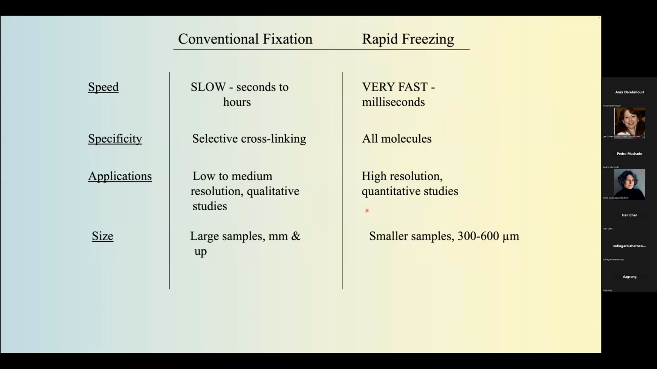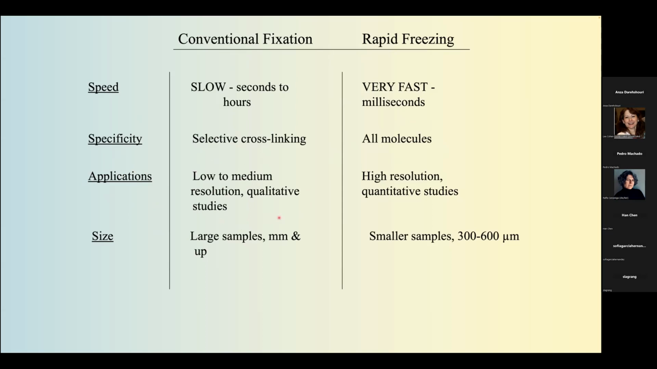So just to recap, the differences between conventional fixing and rapid freezing. One, it's speed. Conventional fixation is extremely slow, seconds to hours to actually fix the cell or tissue, whereas rapid freezing is very fast. With high pressure freezing, you fix the cell in about 3 milliseconds. Specificity: with ChemFix, it's a very selective cross-linking. Every chemical has its favorite target. So osmium targets unsaturated double bonds, glutaraldehyde targets protein. So you have this selective cross-linking, and you don't fix everything at once, whereas in rapid freezing, you fix all molecules instantaneously.